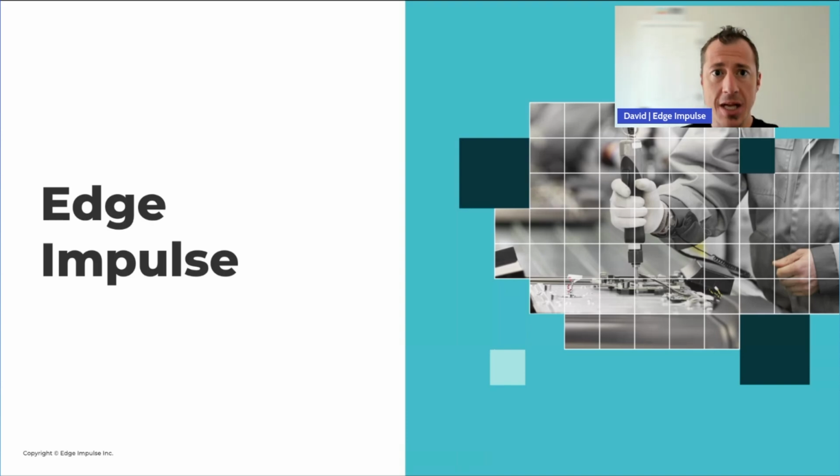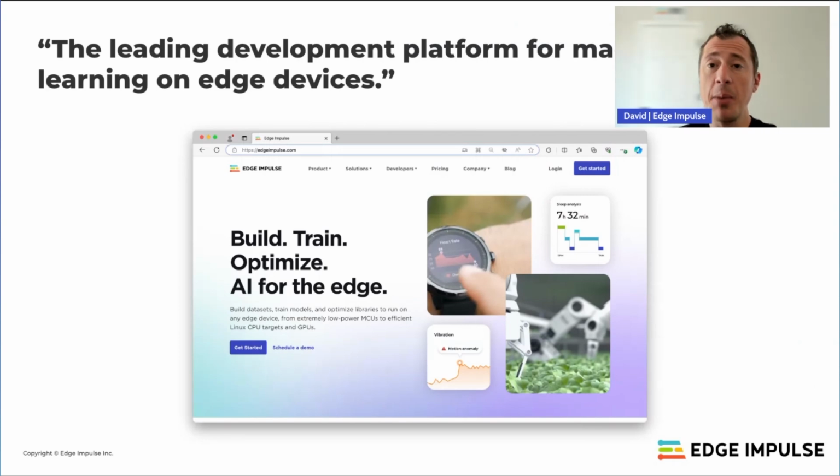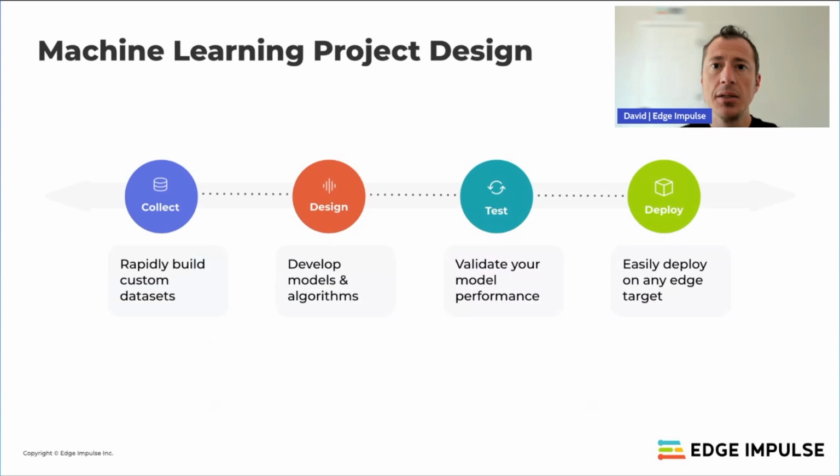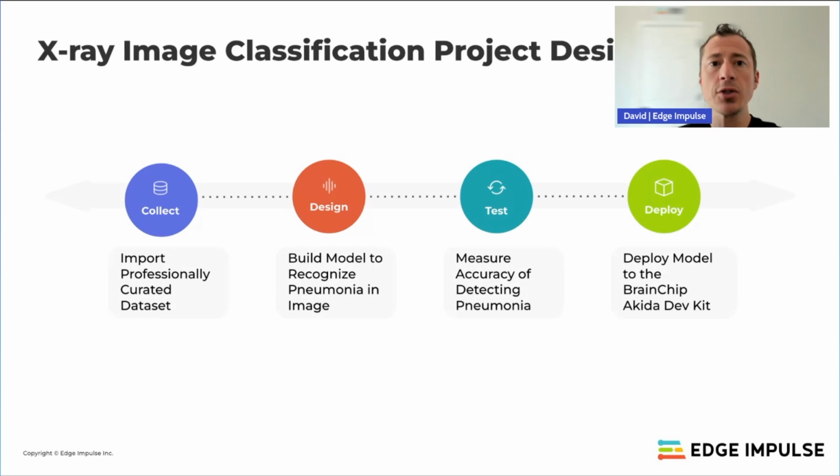The first item on our agenda today is who is Edge Impulse? At Edge Impulse, we help you to build, train, and optimize Edge AI solutions. We look at Edge AI projects through four basic components or functions: collect, design, test, and deploy. In our example project today, we're going to do X-ray image classification. So in practice, that means we will import a professionally curated data set, build a model that can recognize pneumonia in an image, measure the accuracy of detecting pneumonia, and then deploy that model onto the BrainChip Akida Enablement Platform.